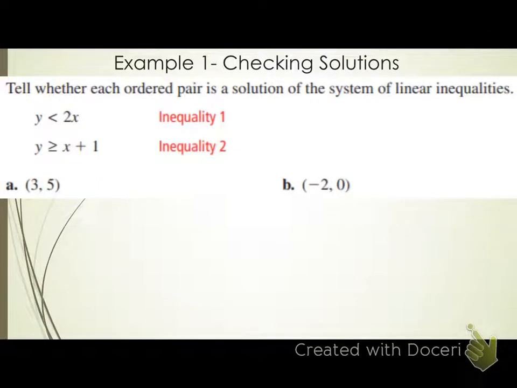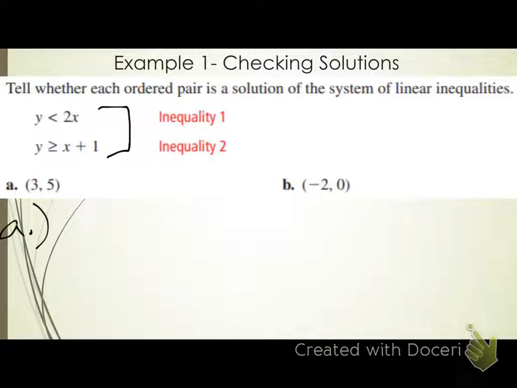So, example 1. Tell whether each ordered pair is a solution of the system of linear inequalities. So here's our system of inequalities. y is less than 2x. y is greater than or equal to x plus 1. And it gives us two ordered pairs. So let's start with letter A, (3, 5). How am I checking to see if this is a solution of my system?